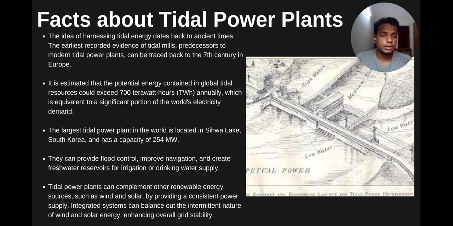As I mentioned earlier, most of the other power plants have zero functionality in some periods of time or in some conditions, and that gap can be filled by the tidal power plants. And thus, it complements other power plants very well, and it helps in improving overall grid stability.